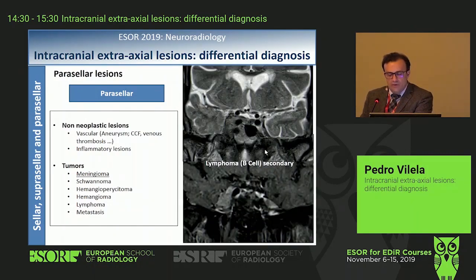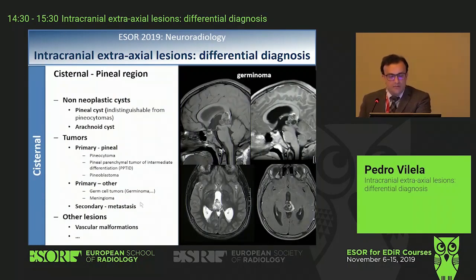Well, this is a lymphoma. The patient had a systemic lymphoma, but actually you could not tell what was the lesion that was here in the cavernous sinus compared to the normal side. And this could be anything. You need to actually work up the patient to know if there is some systemic disease. Could be a metastasis, could be, as in this case, a lymphoma, the intracranial manifestation of a systemic lymphoma.